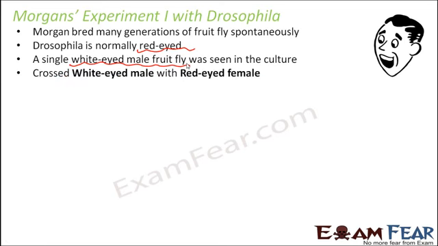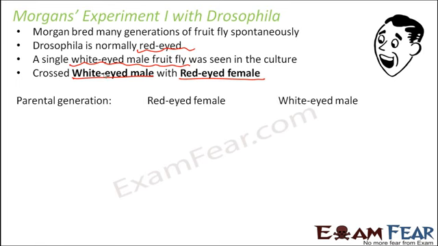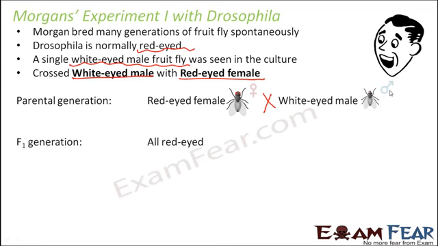This raised a question in his mind and encouraged him to continue experimentation with Drosophila. He crossed this white-eyed male, the unique one that was found, with a normal red-eyed female. So the parental generation here was a red-eyed female crossed with a white-eyed male. Here you can see the red-eyed female and this is the white-eyed male. And in the F1 generation, the first filial generation, he saw that all the flies that were produced were red-eyed.